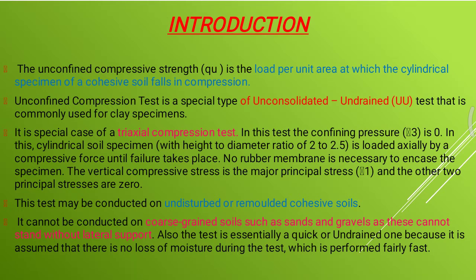The vertical compressive stress is the major principal stress, that is sigma 1, and the other two principal stresses are 0. This test may be conducted on undisturbed or remolded cohesive soil. It cannot be conducted on coarse-grained soils such as sands and gravels, as these cannot stand without lateral support. Also, the test is an undrained one because it is assumed that there is no loss of moisture during the test, which is performed fairly fast.